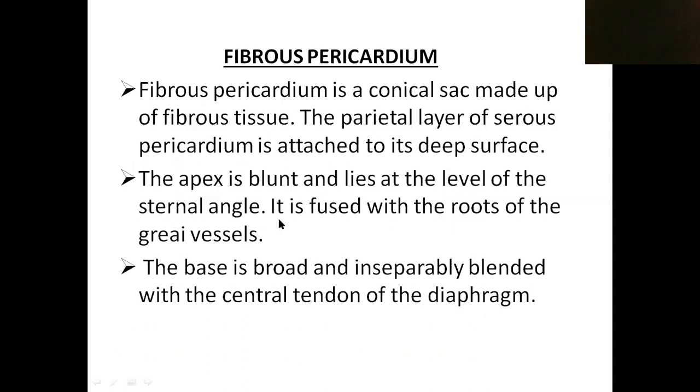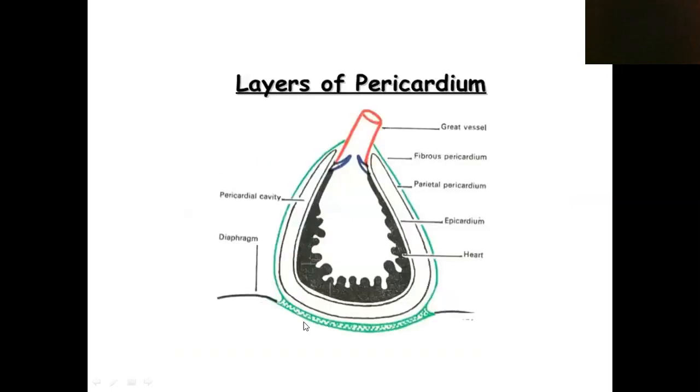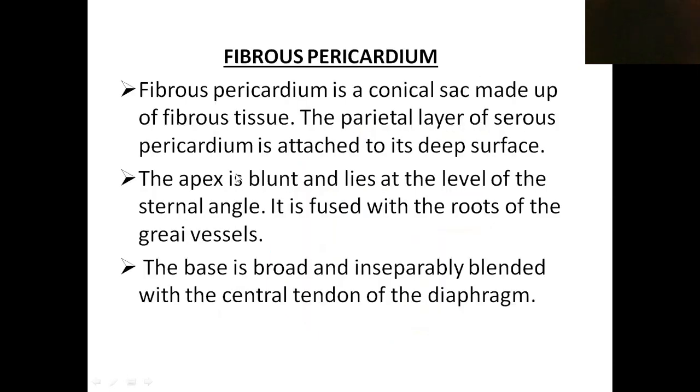Now the sternal angle is clear, and it is fused with the root of the great vessels. That point is also clear. Then the base is broad and inseparably blended with the central tendon of the diaphragm. What is meant by that? Inferiorly, this is the diaphragm, which separates the thorax from the abdomen. This is the base, which is connected to the diaphragm. So the apex, which is conical in shape, lies at the level of the sternal angle and continues with the great vessels. Then the base is connected to the diaphragm.